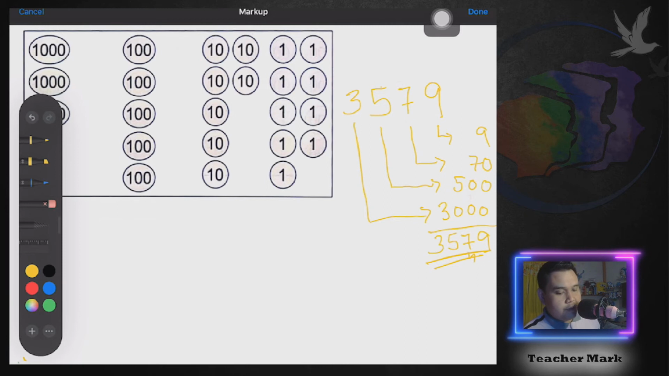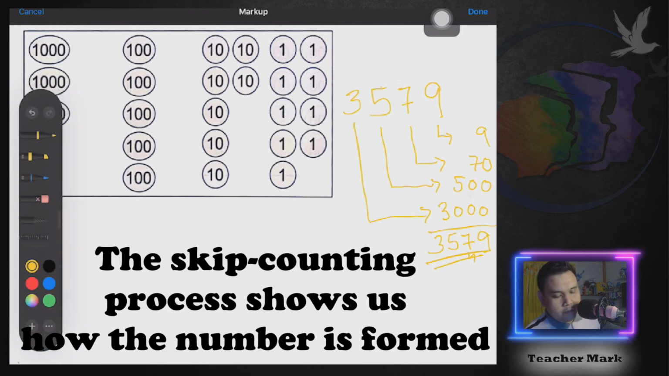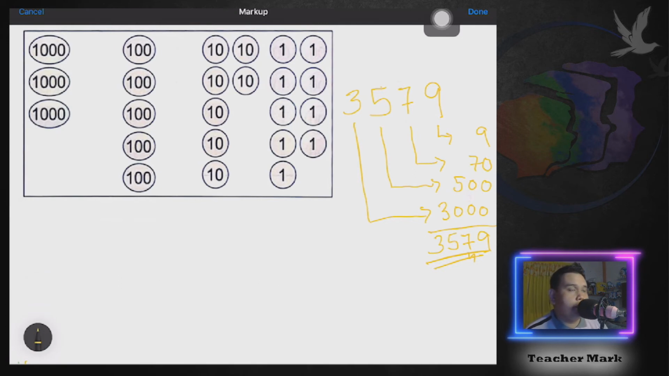Now, doing the skip count process of this number, all we have to do is to start from the biggest place value. So in this case, we have to skip count from the biggest value, which is in the thousands place. So we have 1,000, 2,000, 3,000. And we should now continue skip counting on the hundreds place. Knowing that we already have 3,000, so skip counting including the next place value is 3,100, 3,200, 3,300, 3,400, and 3,500. So at this point, we now have 3,500.